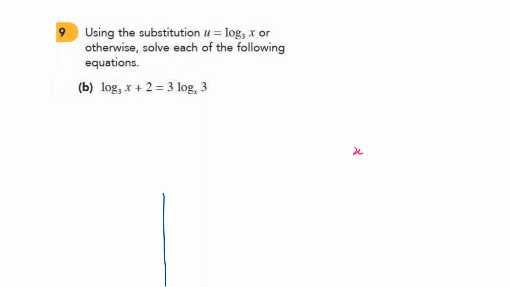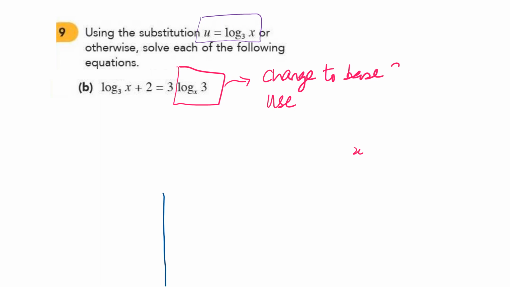Question 9 has some scaffolding here, and the scaffolding is you are supposed to use some kind of substitution. All right, substitute log x base 3 to be u, and then solve the equation. So usually when there's some help given to you, just use it. Don't use otherwise. Just use the help that's given to you. Right, so all we need to do is change this term here to base 3, so that we can make use of the substitution, right? So you need to revise on the change of base, which is not difficult. Not difficult. I've already written it down on the screen for you, right?